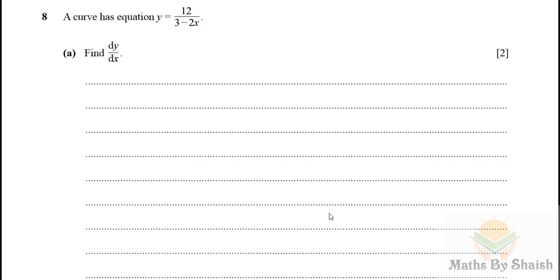Here's the question number 8. A curve has equation y is equal to 12 over 3 minus 2x. First part is to find dy over dx. So it is of 12 over 3 minus 2x.